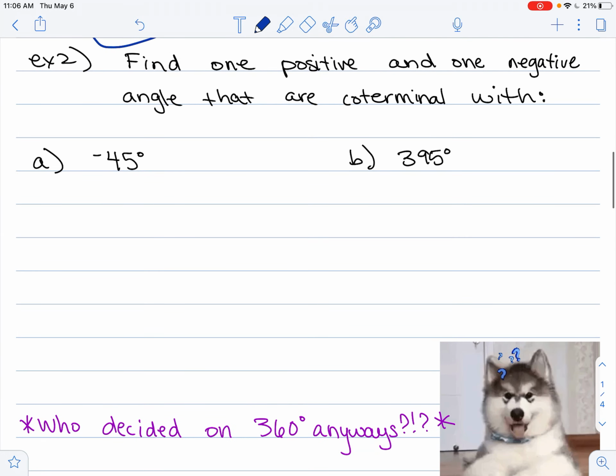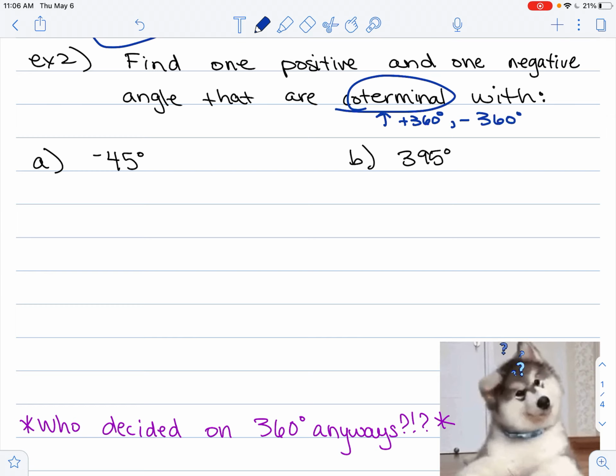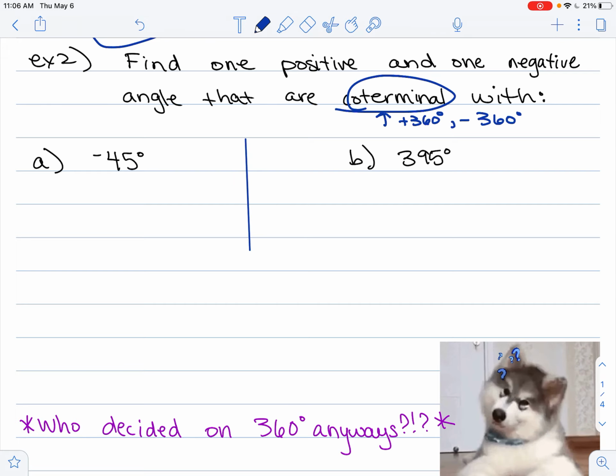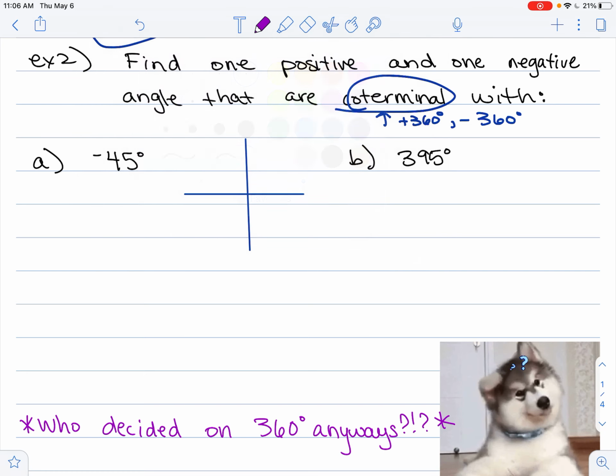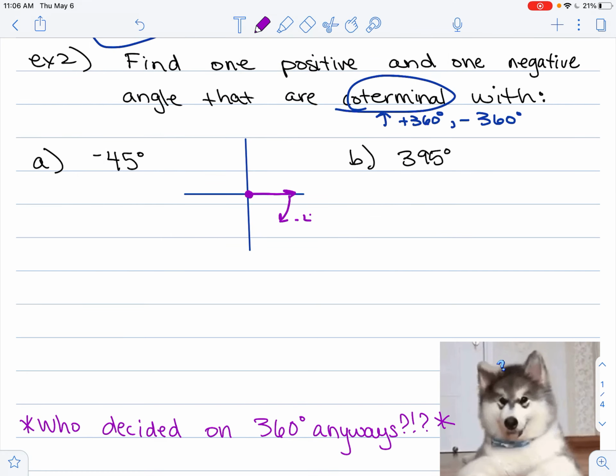So when I want to find one positive and one negative angle that are co-terminal, just remember co-terminal means you either add 360 degrees or multiples of 360, or we can subtract 360 degrees. So if I've got negative 45 degrees, here's my angle, okay? So I'm starting here at the standard position, and I'd go negative 45 degrees. That's going to be right here.